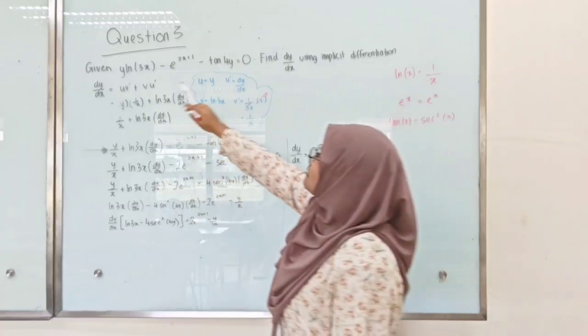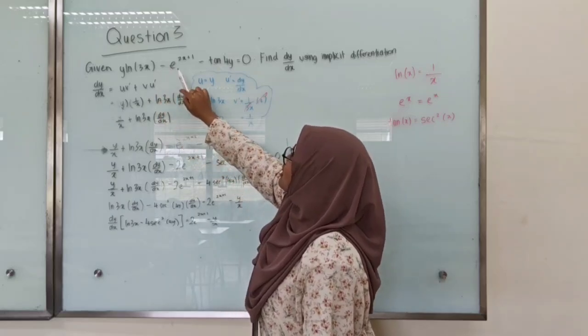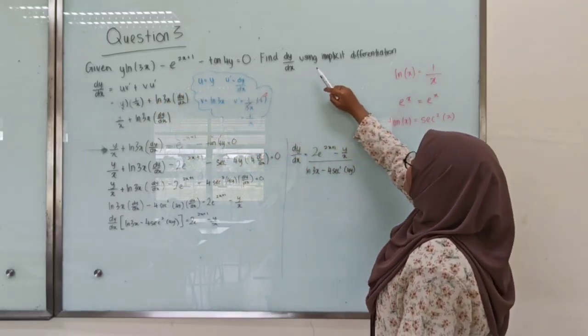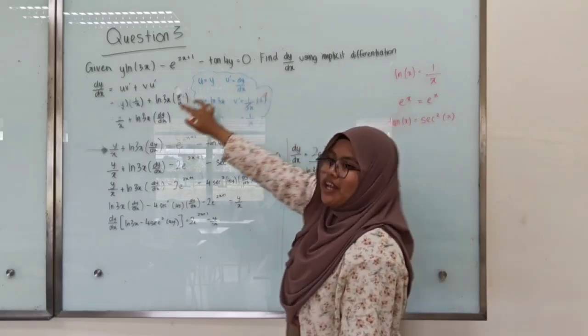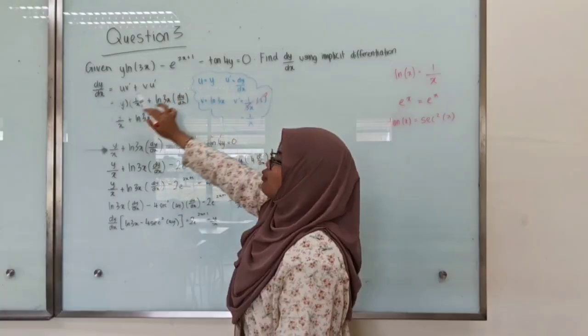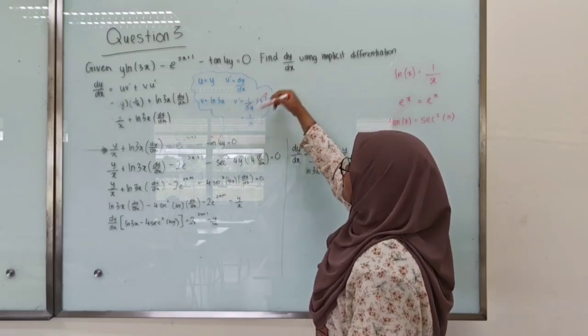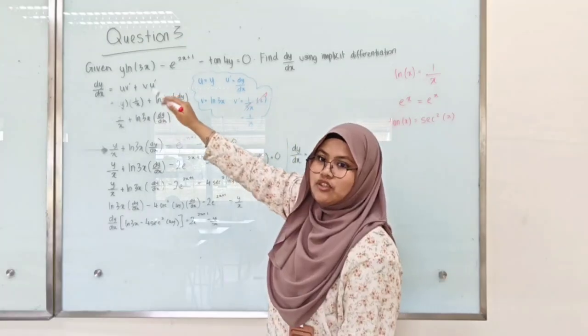For question 3, given y equal to 3x minus e power of 2x plus y minus tan 4y equal to 0, find dy by dx using implicit differentiation. So y log 3x, we use the product rule. The formula is u v prime plus v u prime. So after we find the values, we just substitute into the formula.